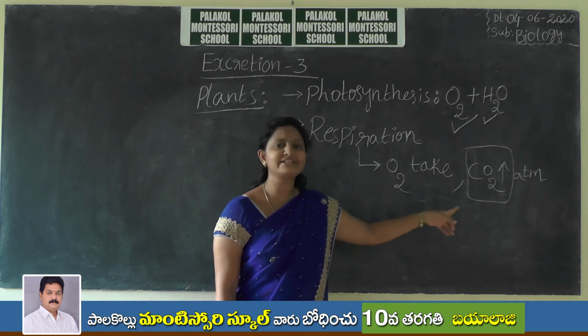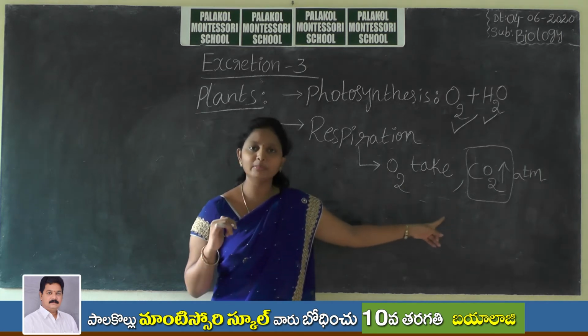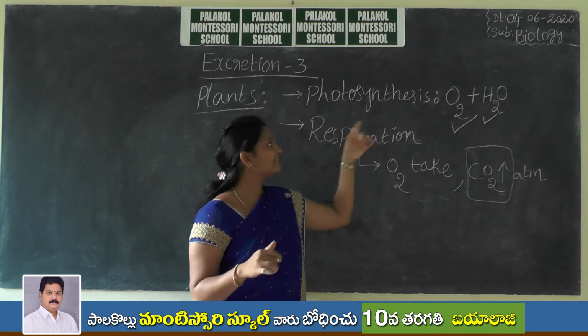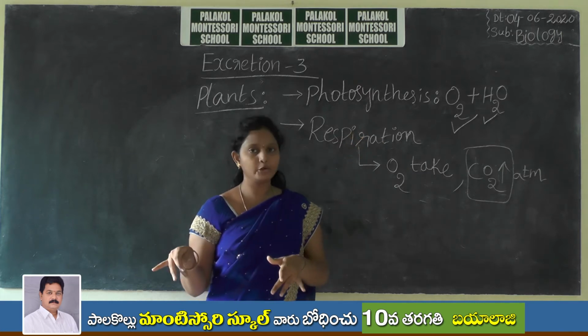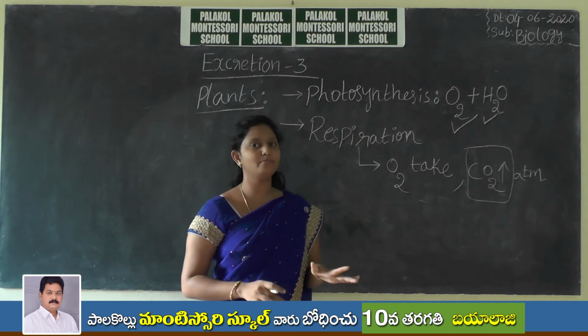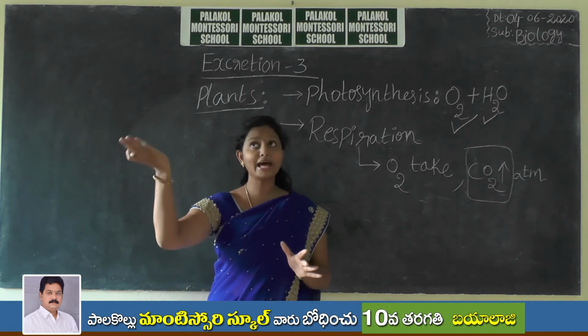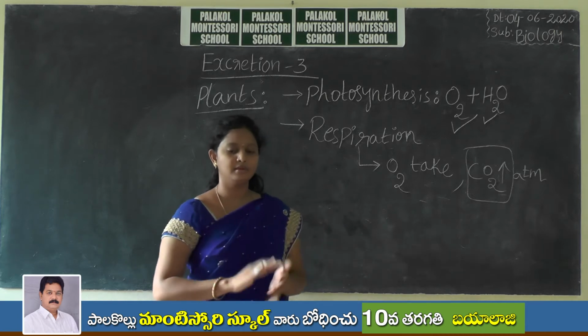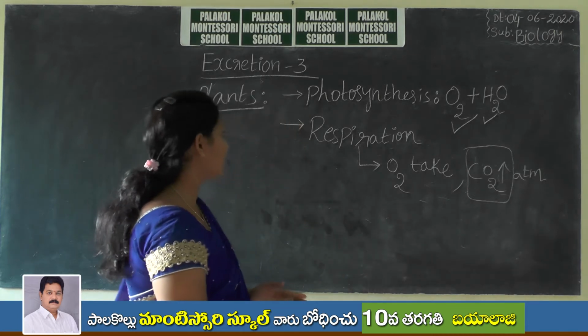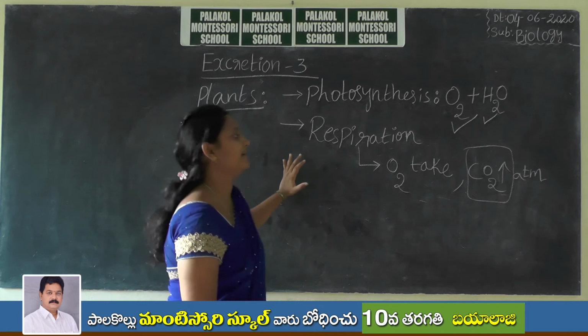Respiration will release CO2 as in the human body. But photosynthesis does not take place in the human body, it only takes place in the plant body. So in photosynthesis, oxygen will be released out into the atmosphere. Right, now these are the waste products.